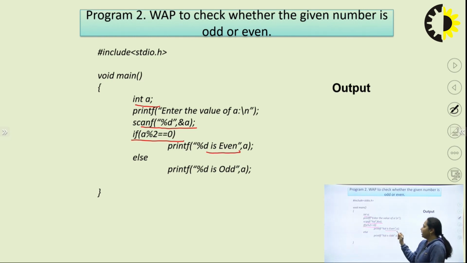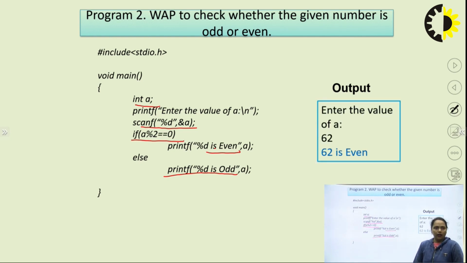So, what will it return? It will return number is even. But if this result is false, that is A modulus 2 is not equal to 0, in that particular case, A is what? A is an odd number. So, else part will get executed and we will get A is odd.